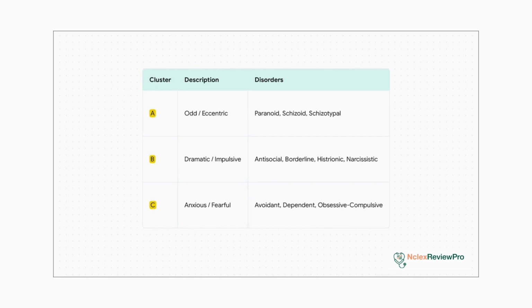This is where you find disorders like borderline and narcissistic. And a quick pro tip for Cluster B: the entire healthcare team has to be on the exact same page with boundaries. Consistency is everything.